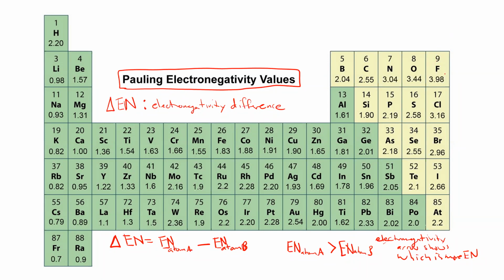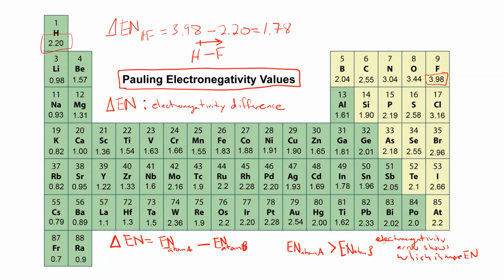But what we can do is take values and see electronegativity differences, right? You just take one value minus another value. So in the example of HF that we had before, you could say that delta EN for HF would equal 3.98 minus 2.20. Okay, so you get a value of 1.78. And so if you were to draw HF, this would have an electronegativity arrow pointing in that direction, and it would have a magnitude of 1.78.